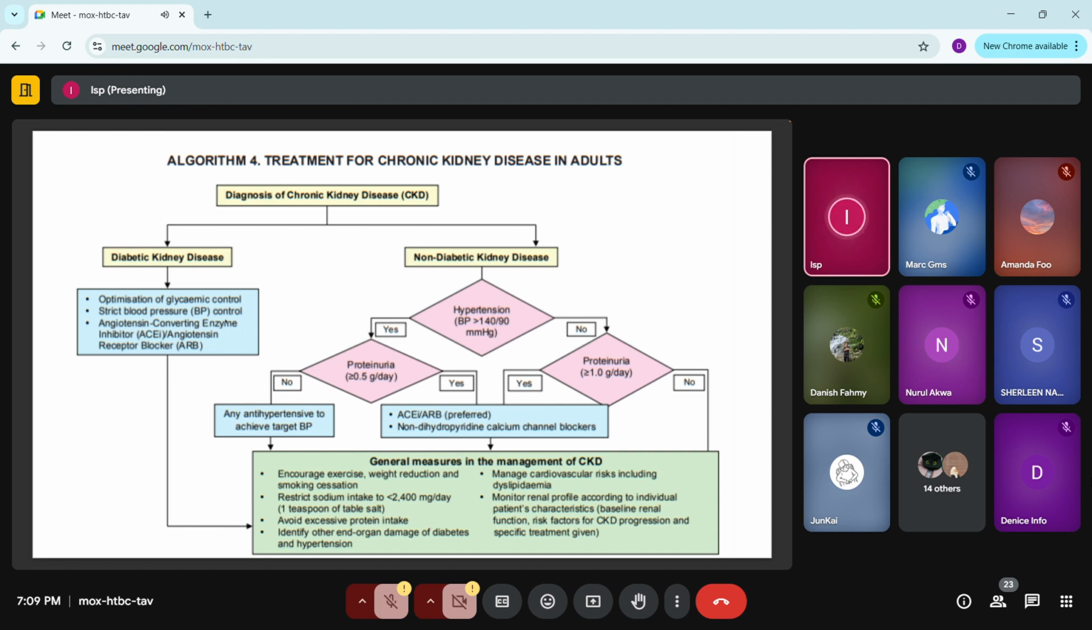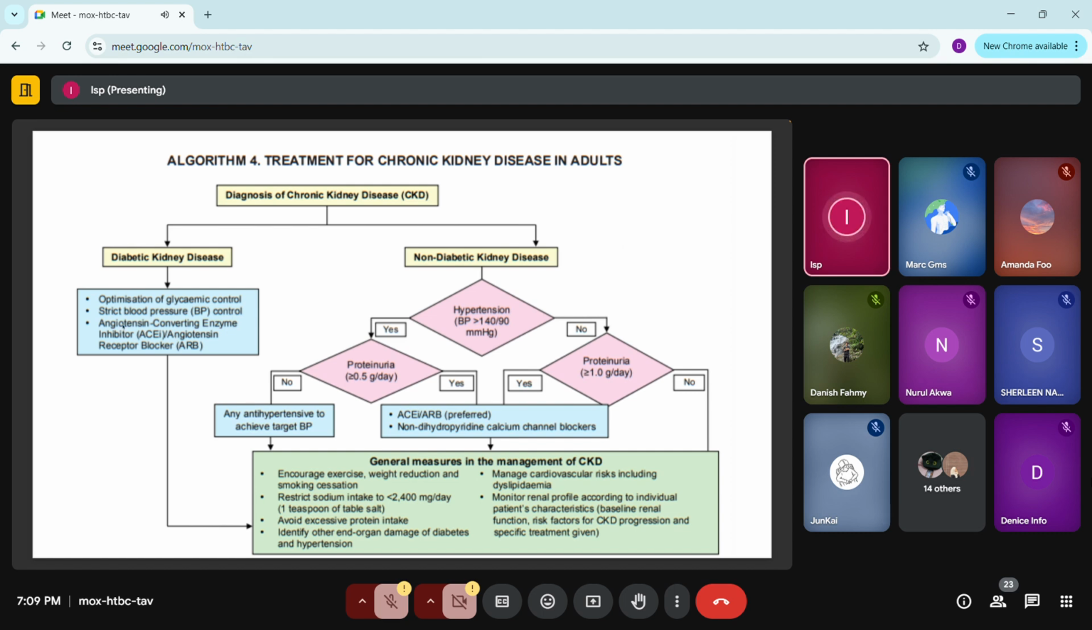Okay, this is one of the very important slides as well. You picture in diagram, but I hope you get this one, remember this one. So how do we manage chronic kidney disease patient? You divide into diabetic or non-diabetic patient. In diabetic patient, you want to optimize their sugar control. You need to have a very strict BP control. I think the number is less than 120 over 70. Okay, less than 120 over 70. And you want to start them on ACE inhibitor, okay?